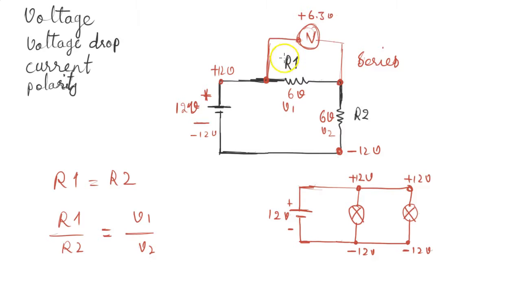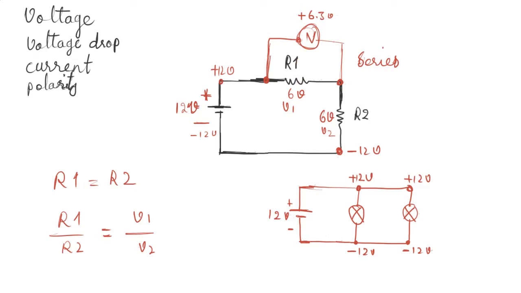And if you put the negative probe of your voltmeter over here and the positive probe here, you're going to get negative 6.3 volts, because the voltage drop here has a polarity. The reason is that this whole rail over here is connected to the positive pole of the battery, and so this point is actually positive. When you connect it to the positive probe of your voltmeter, you'll get a positive reading, otherwise a negative reading.